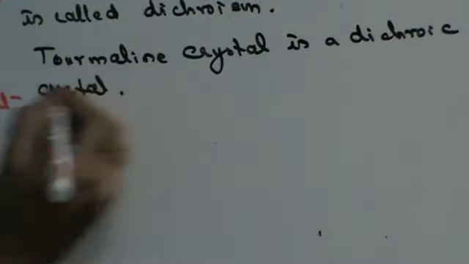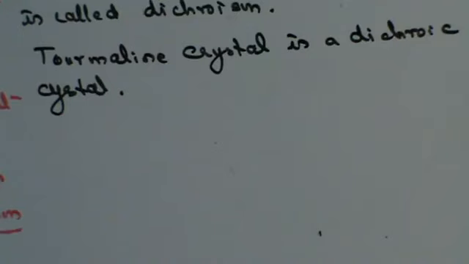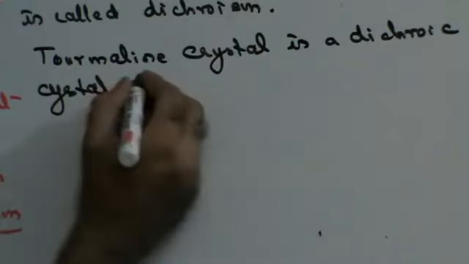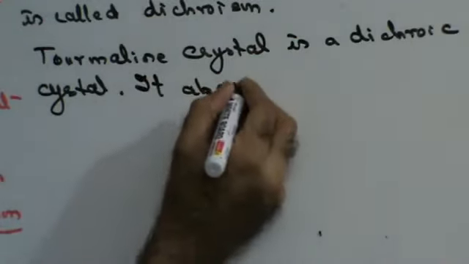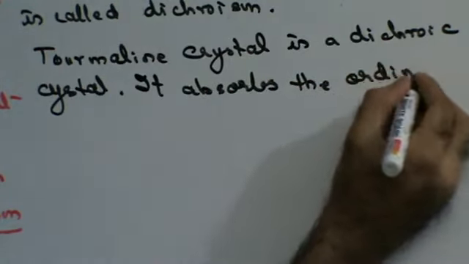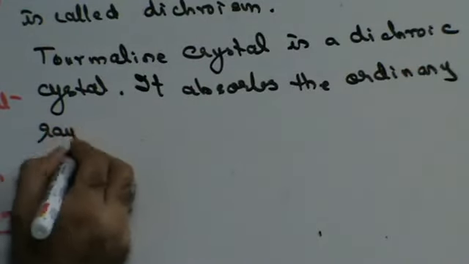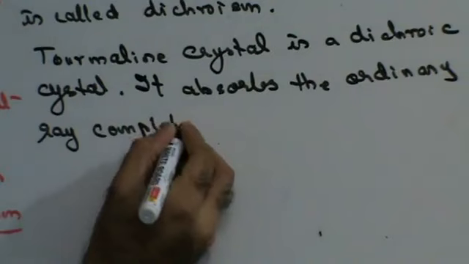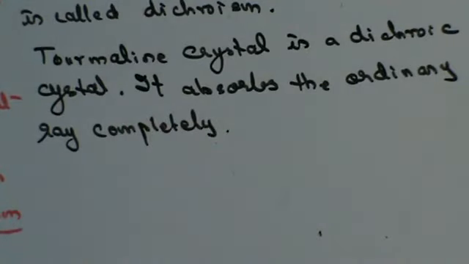Right? Now this particular crystal has a property that it absorbs the ordinary ray completely. Hence, the light that comes out from a tourmaline crystal is an extraordinary ray which is only partly absorbed.